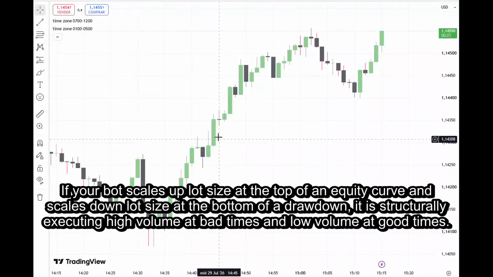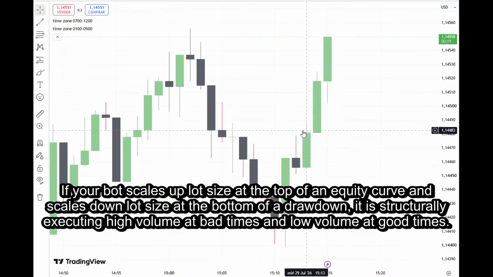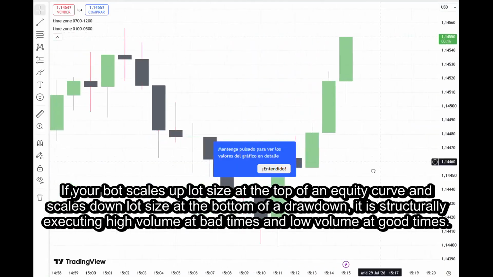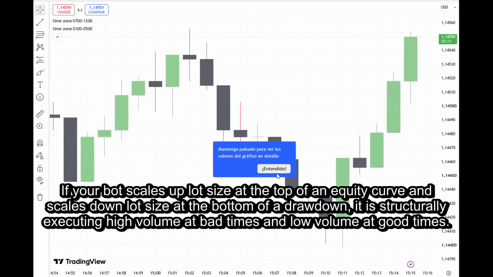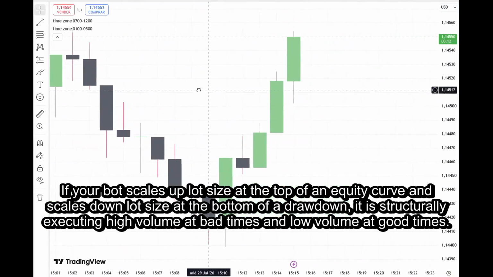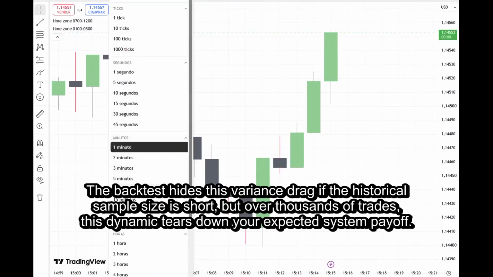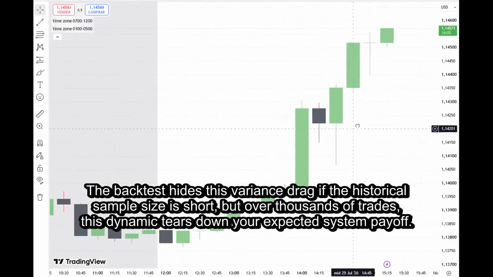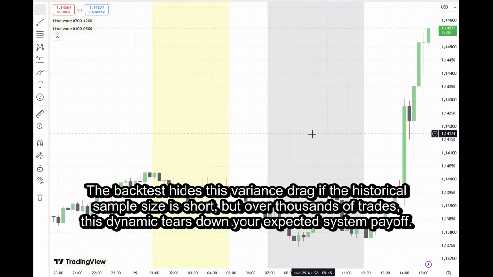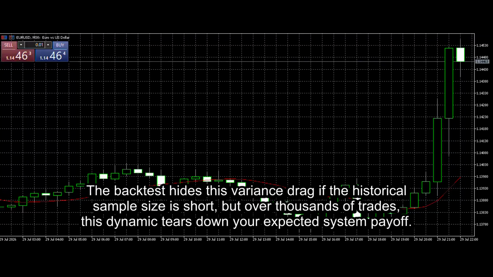If your bot scales up lot size at the top of an equity curve and scales down lot size at the bottom of a drawdown, it is structurally executing high volume at bad times and low volume at good times. The backtest hides this variance drag if the historical sample size is short, but over thousands of trades, this dynamic tears down your expected system payoff.